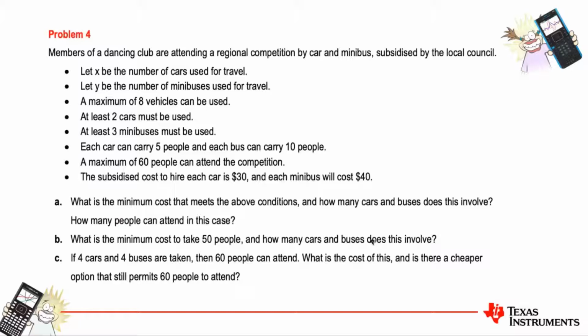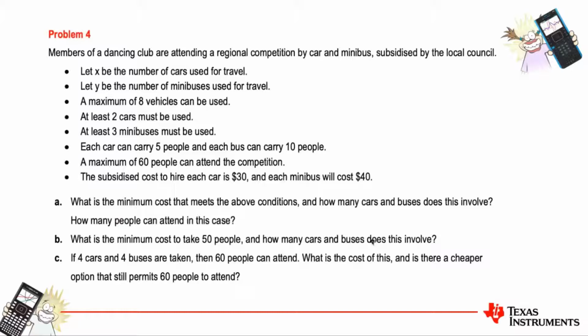And then they have an objective function listed there, which is that they get the excellent hiring cost of $30 a car and $40 for the minibus, which seems very cheap, but we suggest that it's subsidised. So the question is, what is the minimum cost that meets those conditions? How many cars and buses are involved and how many can attend? And then we look at some other cases. What if you want to take more than what the answer to question A suggests? You're interested in taking 50 people or you're taking 60 people.